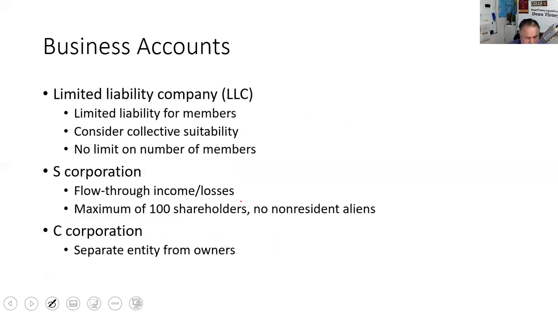We have LLCs, limited liability for the members. We would consider collective suitability. There's no limit on the number of members that we can have in an LLC. We have S Corps as potential customers. They too have a flow through of income and losses. They have a maximum of 100 shareholders.